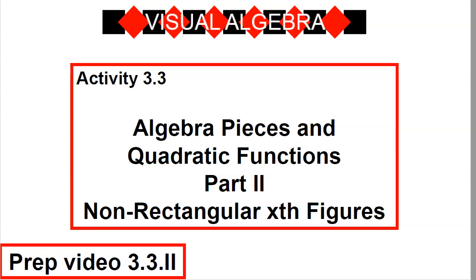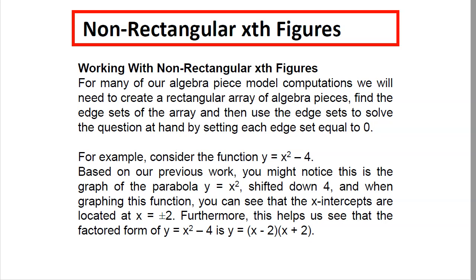This is part 2 of the video introduction to activity 3.3, where we'll focus on non-rectangular X figures. How do we work with non-rectangular X figures? For many of our algebra piece model computations, we will need to create a rectangular array of algebra pieces, find the edge sets of the array, and then use the edge sets to solve the question at hand by setting each edge set equal to 0.